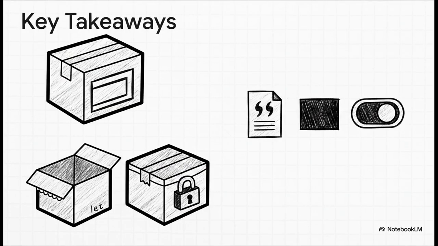So let's just do a super quick recap. Number 1, variables are just labeled boxes for holding on to data. Easy. Number 2, use let for things that are going to change and const for things that you want to lock in place. And finally, number 3, the type of data you put in that box, string, number, a Boolean, is everything because it dictates what your program can actually do with that information.